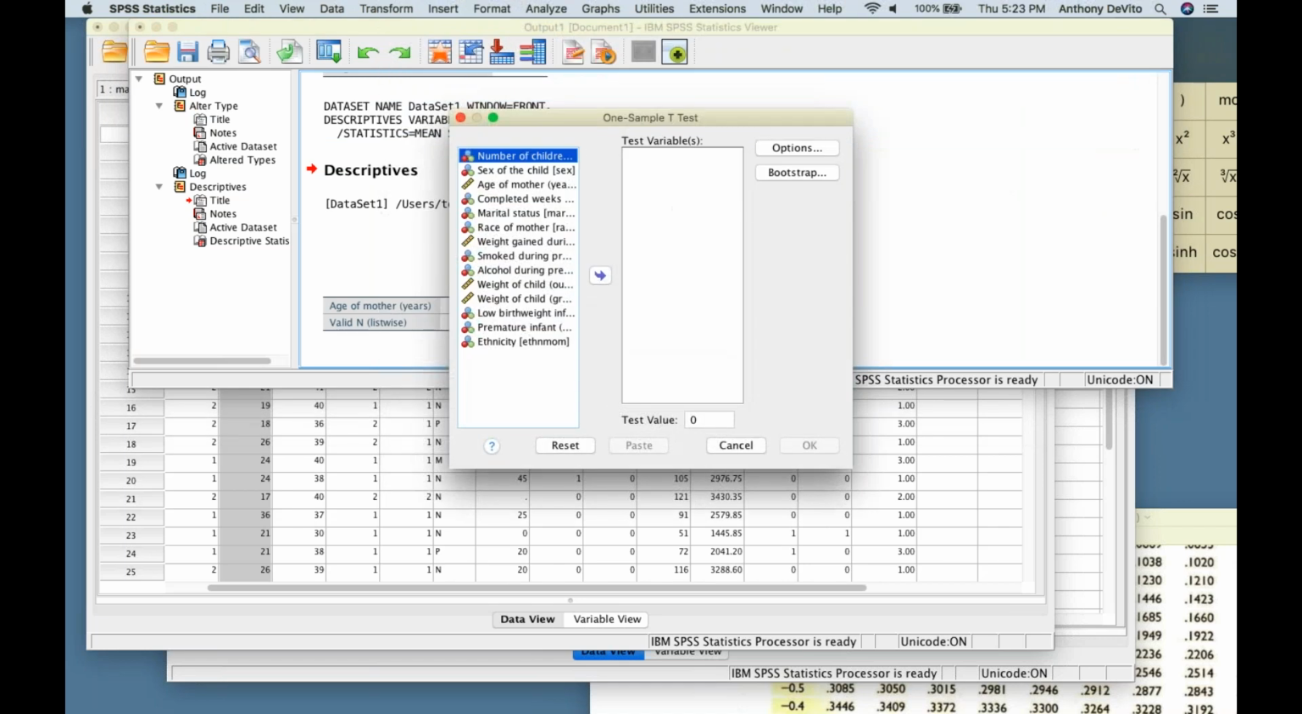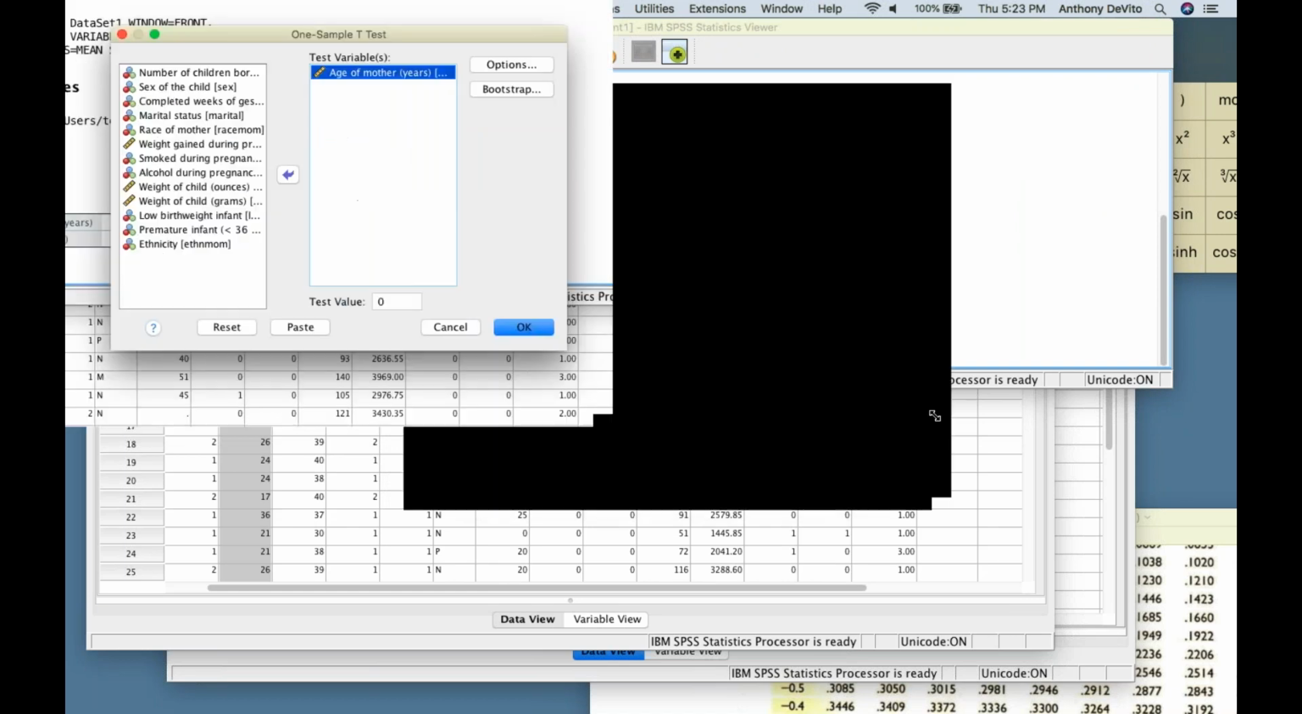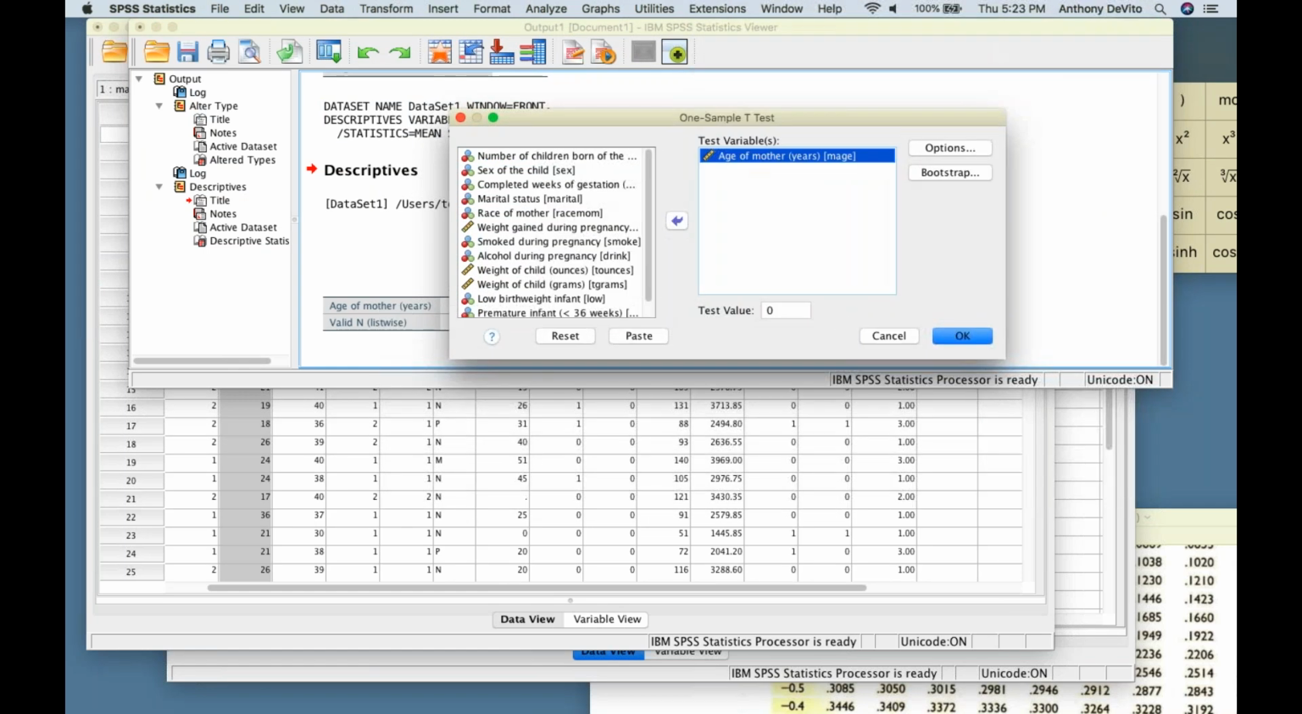I'm going to click that, and the test variable is the age of the mother. I'm going to move that in there. But I only have 1 sample, so that's the only thing I have there. What am I comparing it to? I'm comparing it to the known mean for New York State, and I put that in here under the test value. This is what I'm comparing my sample mean to instead. So that's going to be 27 point, what did I say, 5? Okay, 27.5.